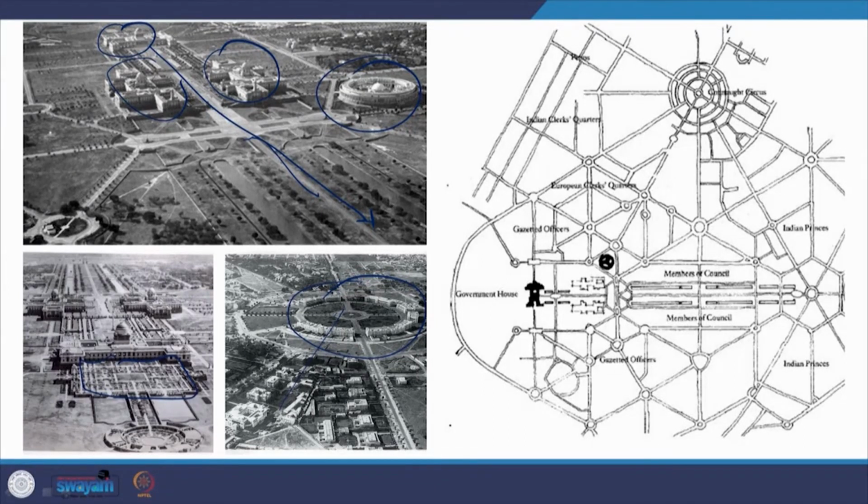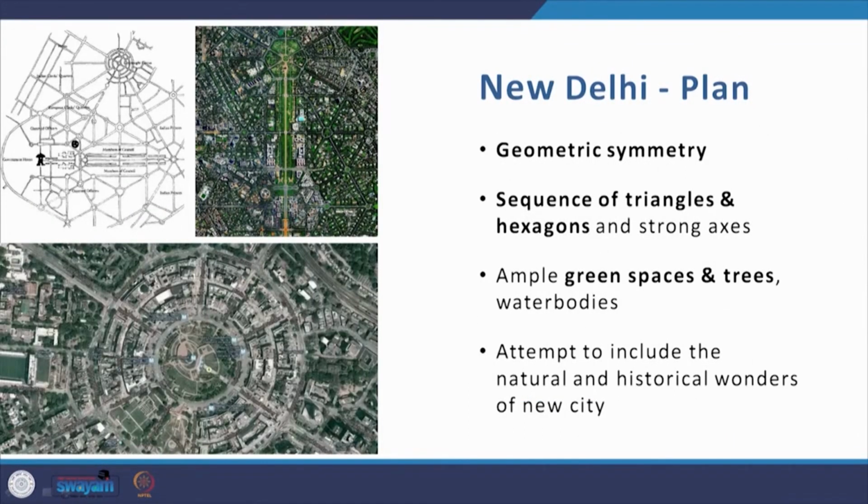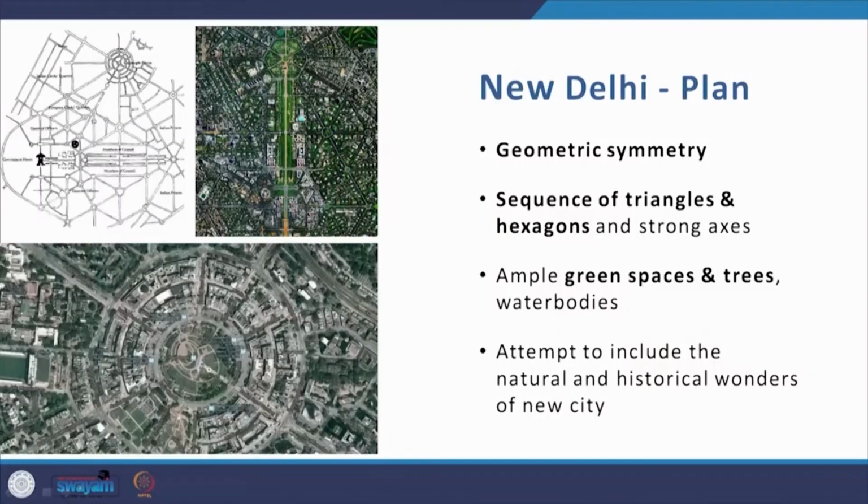So when you look at the plan itself, let us come to the plan itself. The plan of New Delhi was dominated by geometric symmetry, and very interestingly the plan of Chandigarh is also dominated by geometry. Now the way symmetry has been highlighted in New Delhi is different from Chandigarh. We will come to that later, but this geometric symmetry here was a sequence of triangles and hexagons and strong axes, not one but different axes used by Lutyens, and as you see here in this satellite image, this is a hexagon here, which is where India Gate is located.